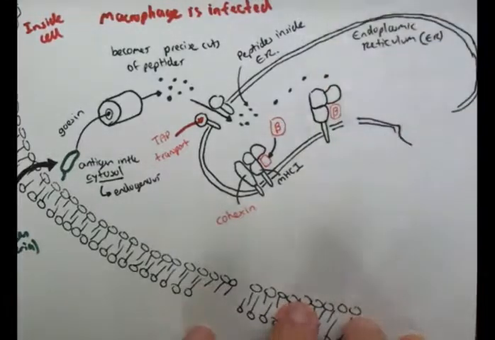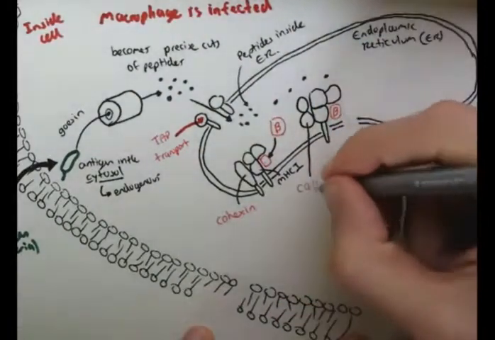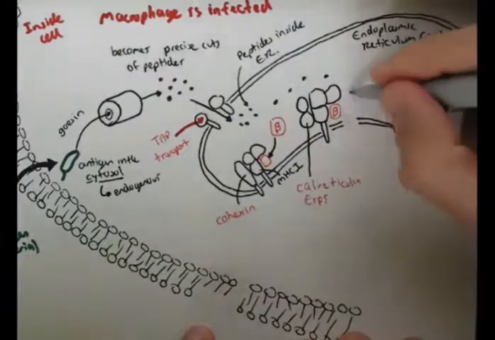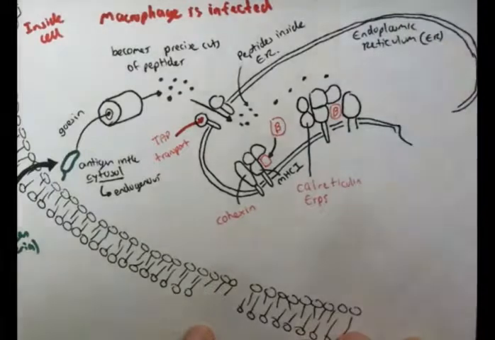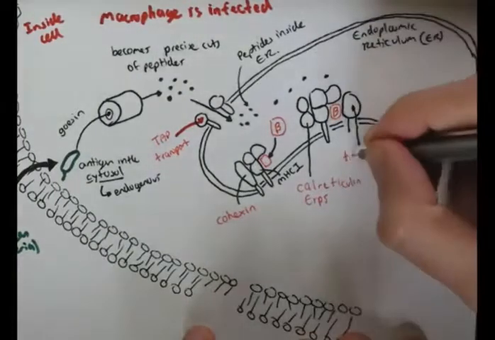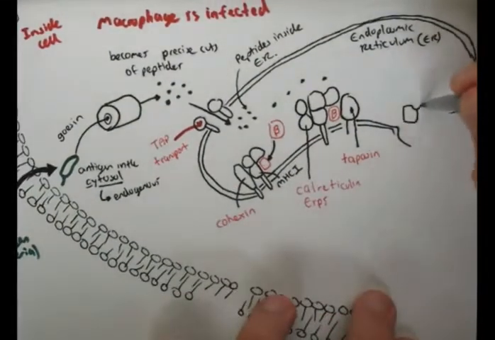Before MHC class 1 can bind to any peptides, the proteins calreticulin, ERp57, and tapsin have to bind to the MHC class 1 molecule. And this then allows a peptide, the antigen, to load and attach onto the alpha domains of the MHC class 1 molecule.